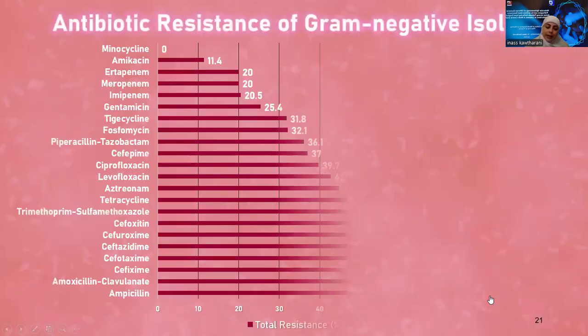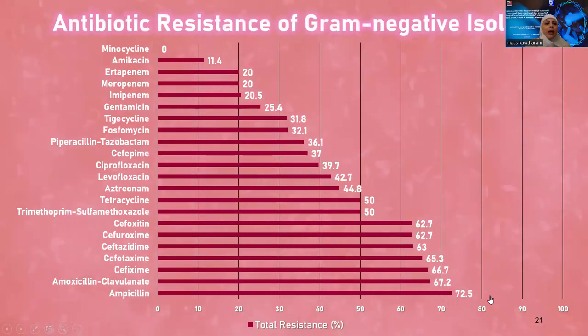Now, let's look at the antibiotic resistance of our bacterial isolates. Among gram-negative bacteria, we showed a high resistance to second and third generation cephalosporin, penicillin, sulfonamide, and tetracycline, moderate resistance to fluoroquinolone and monobactam, and low resistance to carbapenem and aminoglycoside.